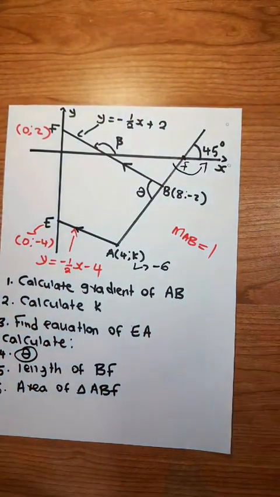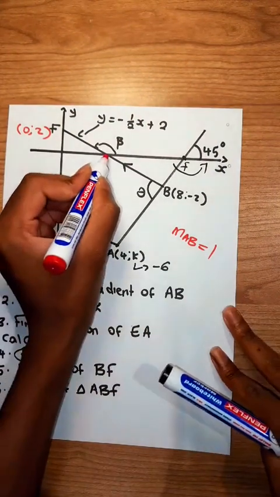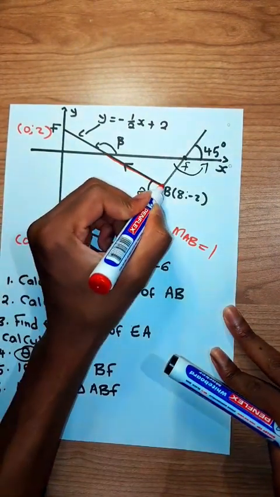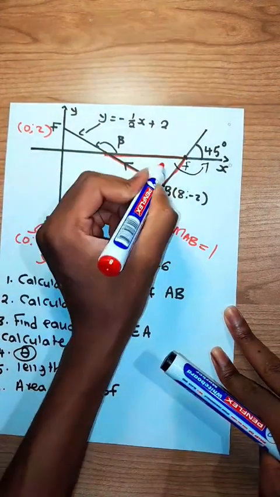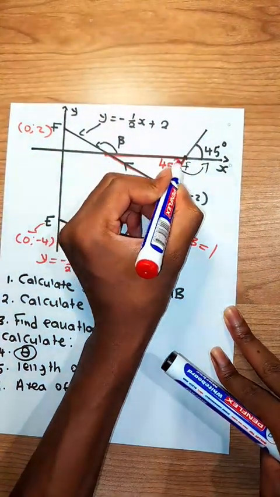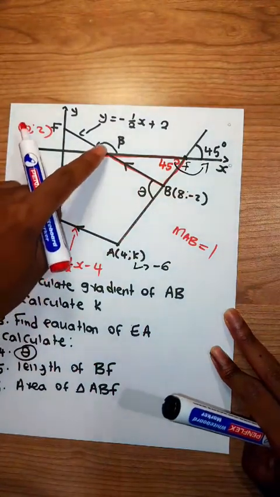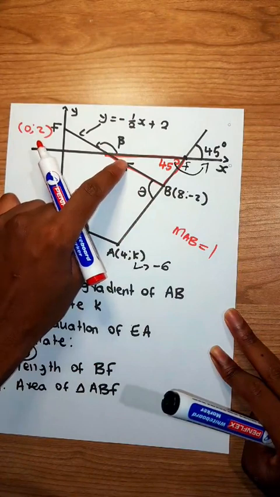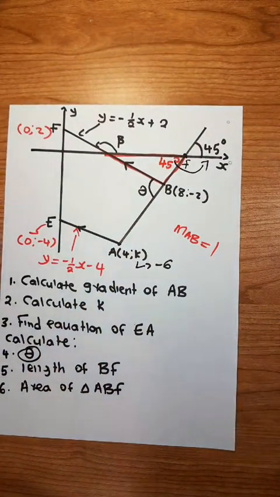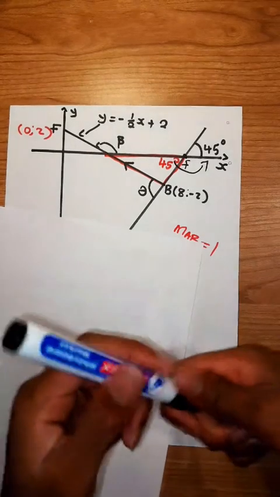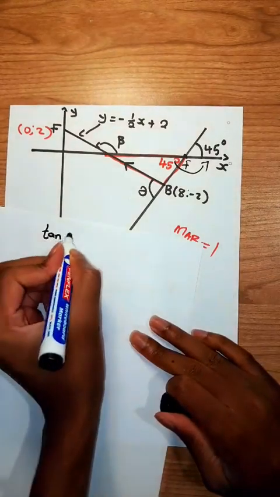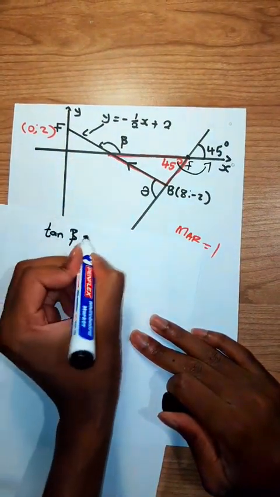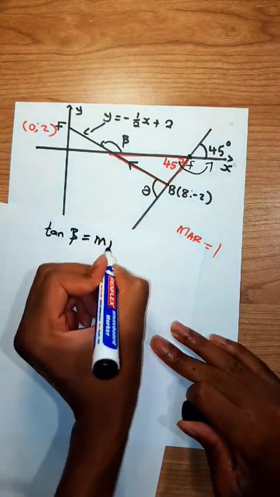Now, let's look at this triangle. It is not marked. Let's look at this triangle. I already know that this is 45 degrees, right? If I can find this angle, do you think it will be hard for me to find this angle? No, it won't be hard for me to find this angle, right? So this is what I'm going to do. I'm going to say the tan of beta, this is actually beta, is going to equal the gradient of BF. Can you see?